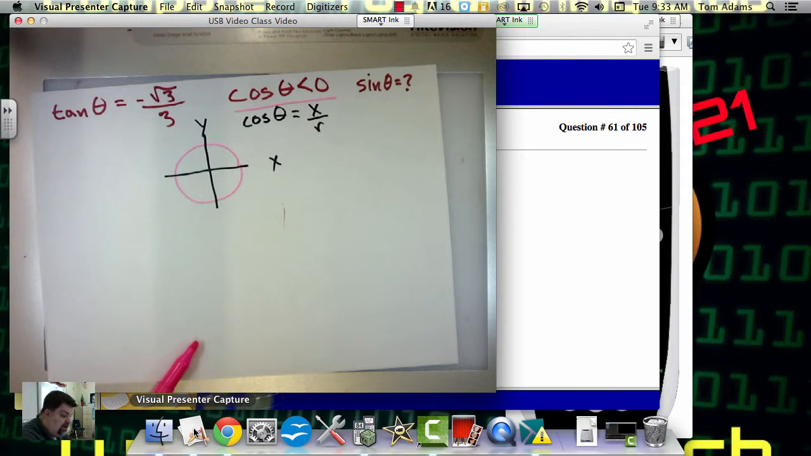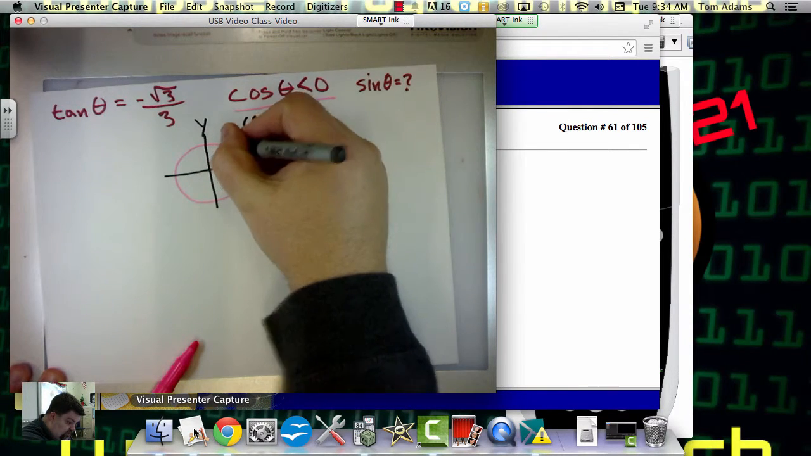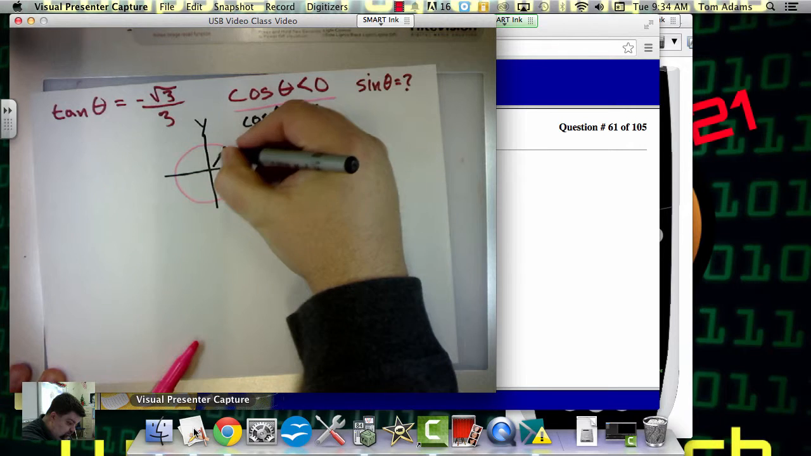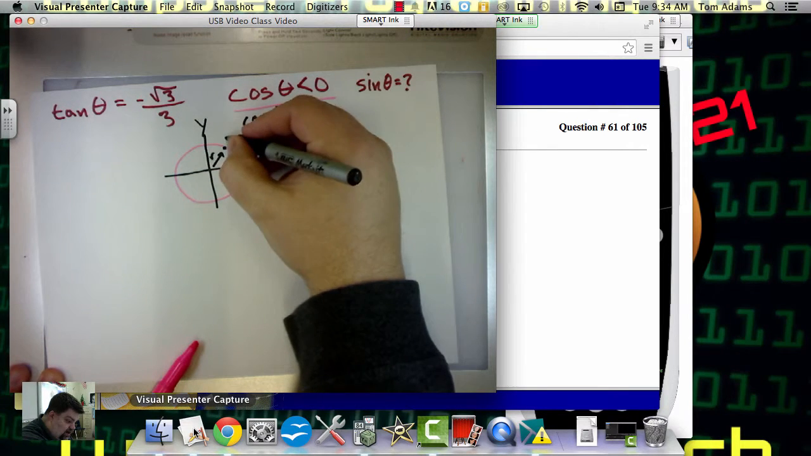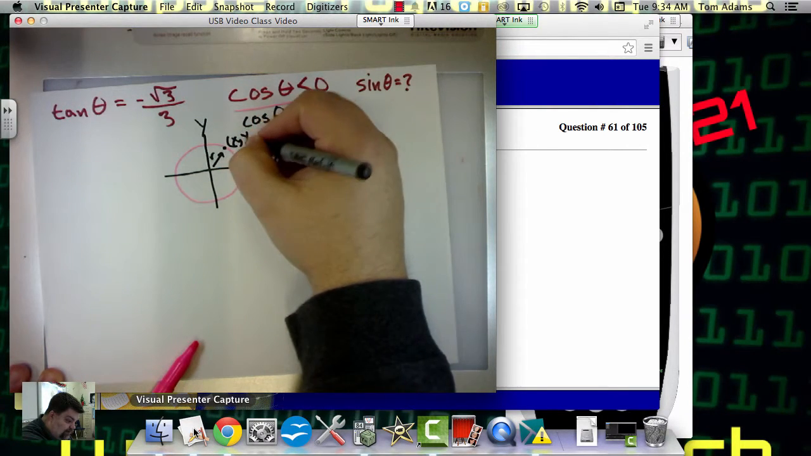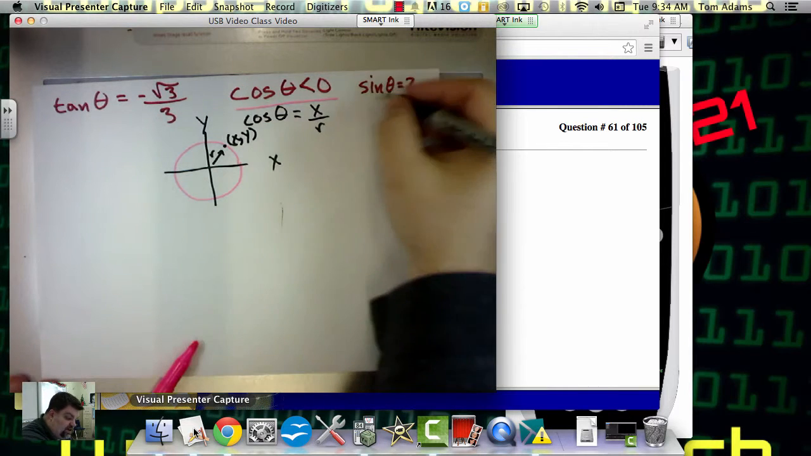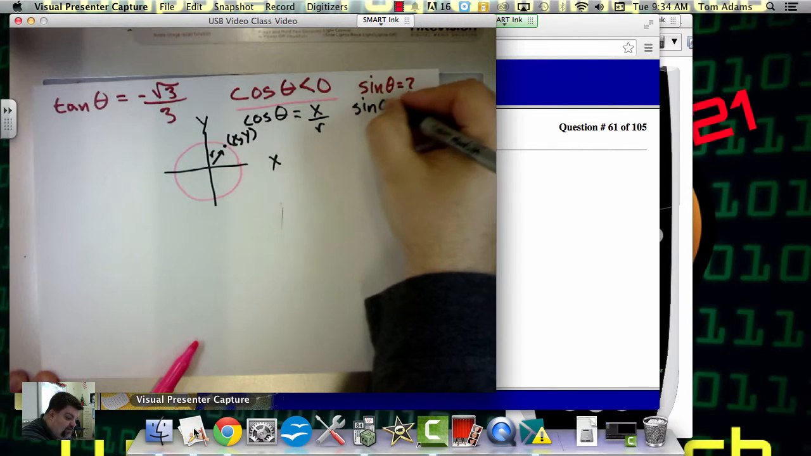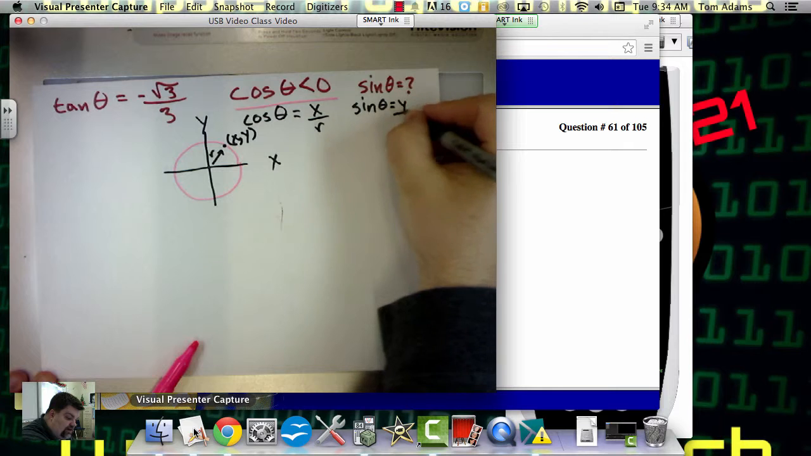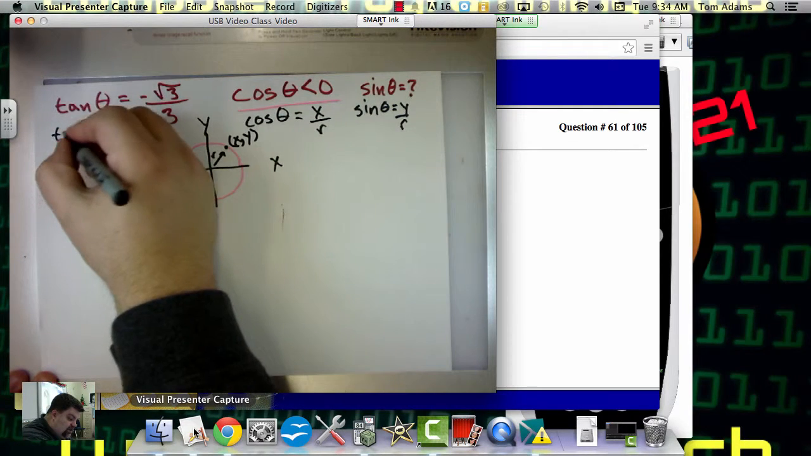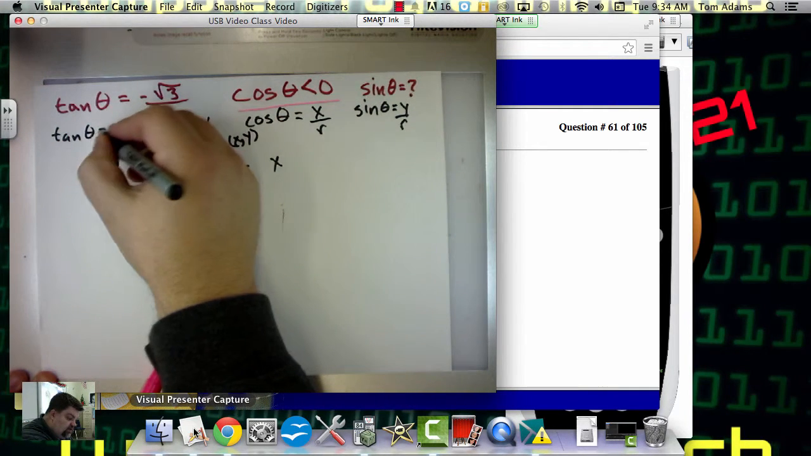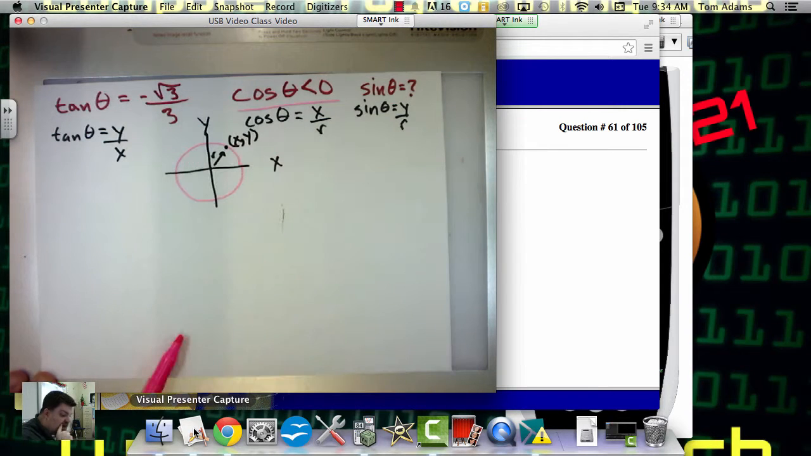And there's going to be a point on the circle somewhere. I don't know what it is. So we have r, and then we have the point x comma y. By the way, sine of theta is going to be y over r, and tangent of theta is y over x. And that's based on SOHCAHTOA, right? Opposite over the adjacent.